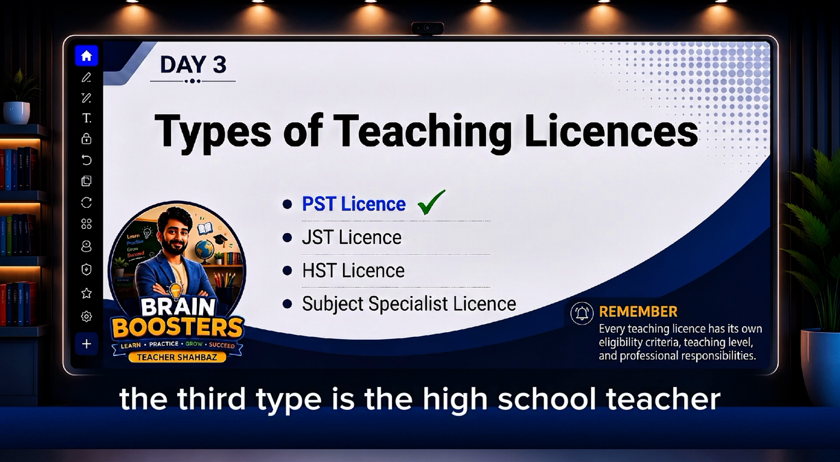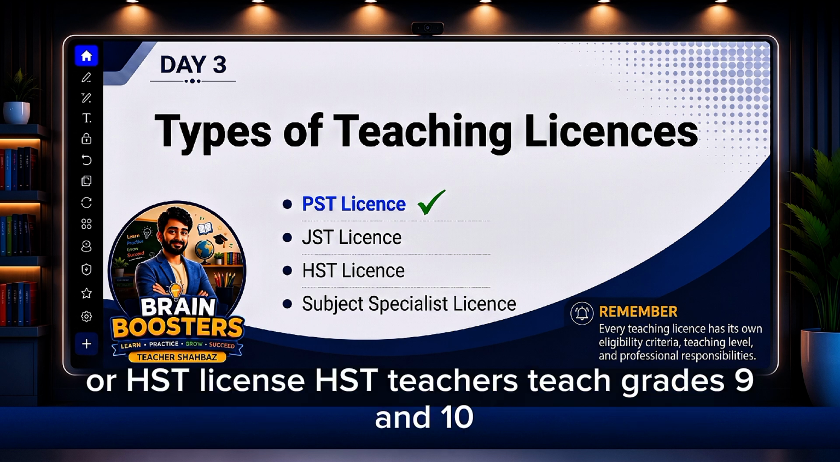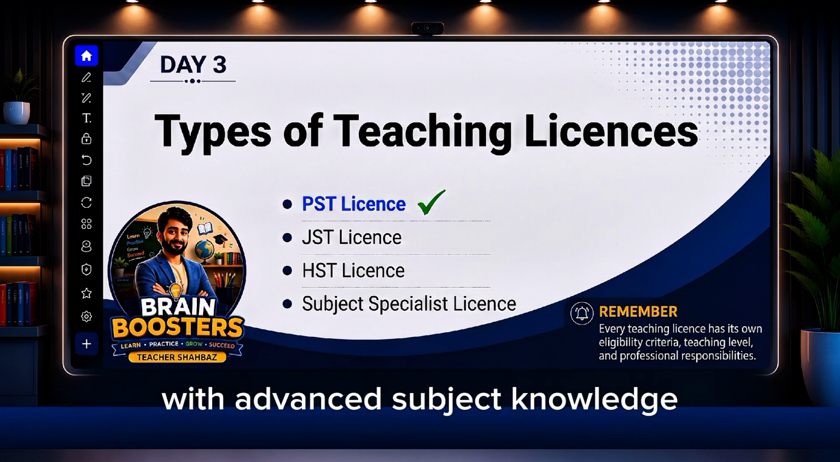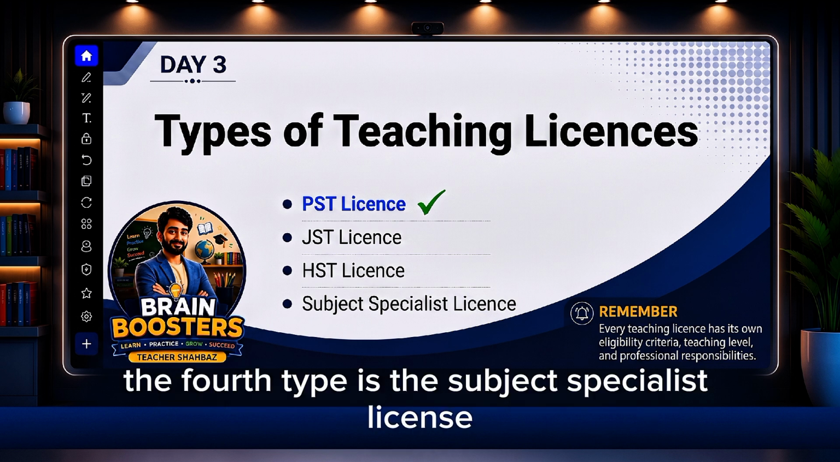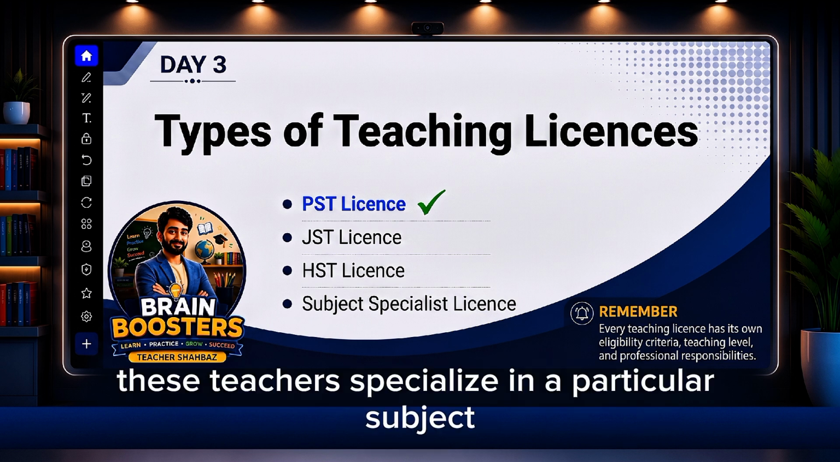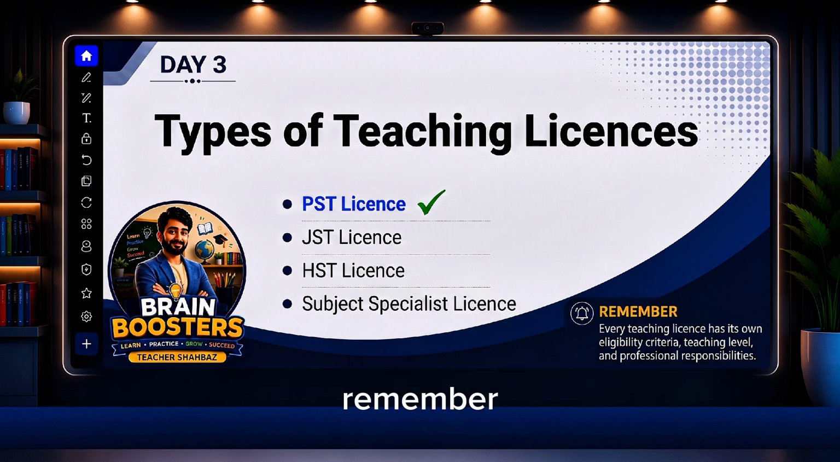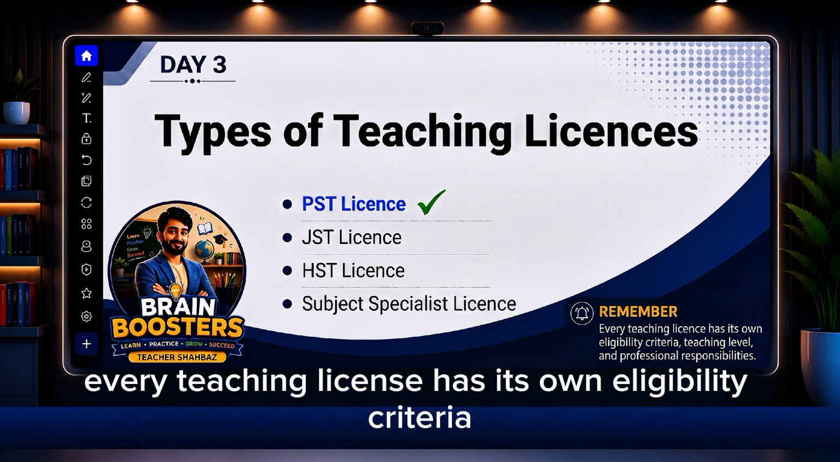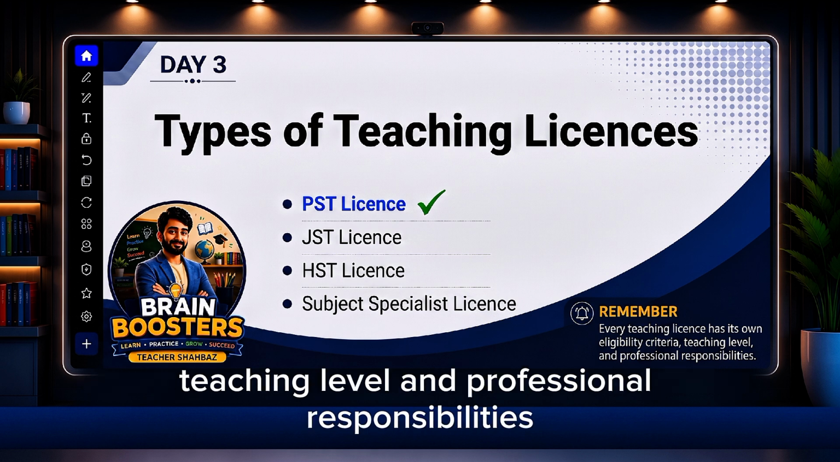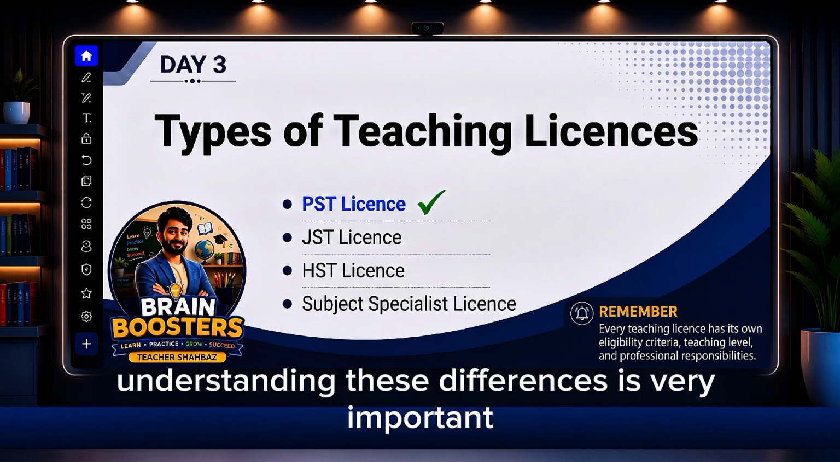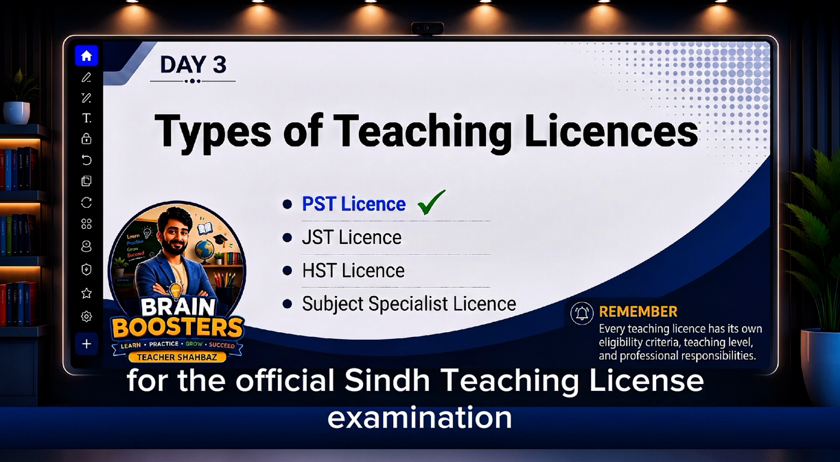The third type is the high school teacher or HST license. HST teachers teach grades 9 and 10 and prepare students for board examinations with advanced subject knowledge. The fourth type is the subject specialist license. These teachers specialize in a particular subject and teach it with higher professional expertise. Remember, every teaching license has its own eligibility criteria, teaching level, and professional responsibilities. Understanding these differences is very important for the official Sindh teaching license examination.